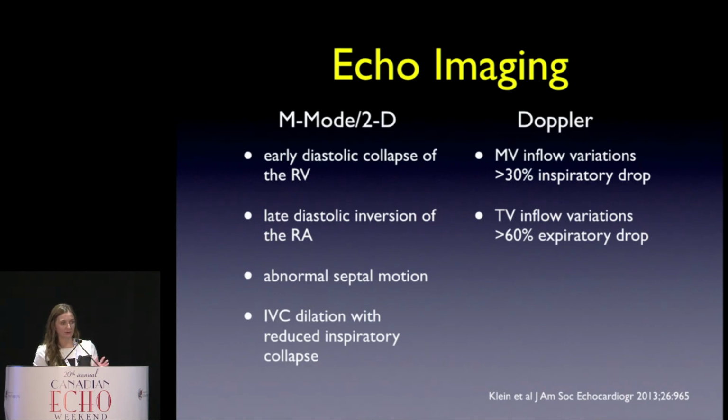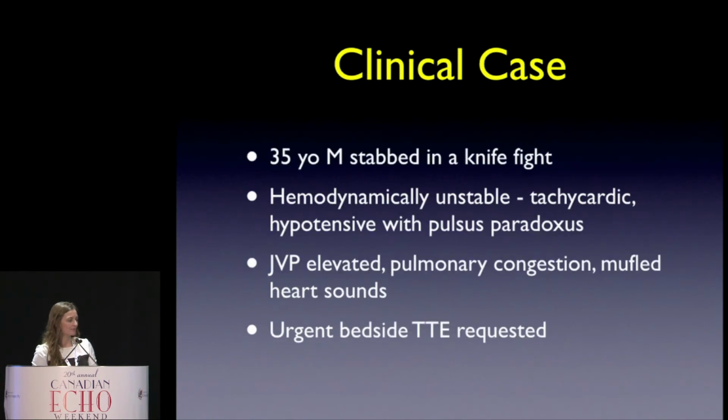The abnormal septal motion is consistent with that ventricular interdependence and also drives the variation across the mitral valve and the tricuspid valve. The numbers of drop are different. We're talking 30 and 60% with tamponade. The IVC, of course, should also be dilated with reduced inspiratory collapse, indicating the increased filling pressures.